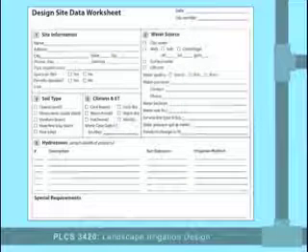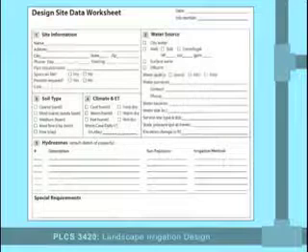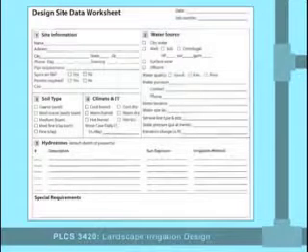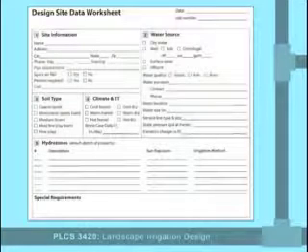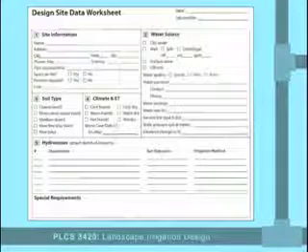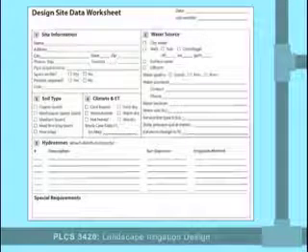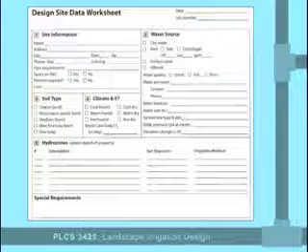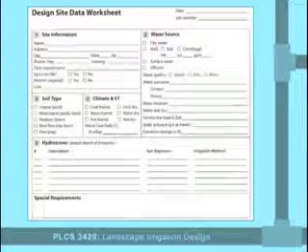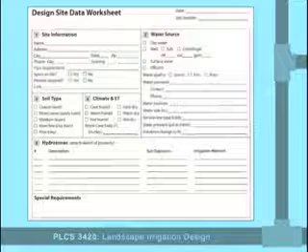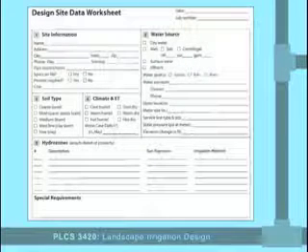To get started, this is one example from the textbook of a design site data worksheet. You'll need something like this form to record the site information. Now this is just one example, and it's a good start, but I would suggest perhaps coming up with something of your own, maybe an Excel based form, something that you could easily fill and reuse over and over again.